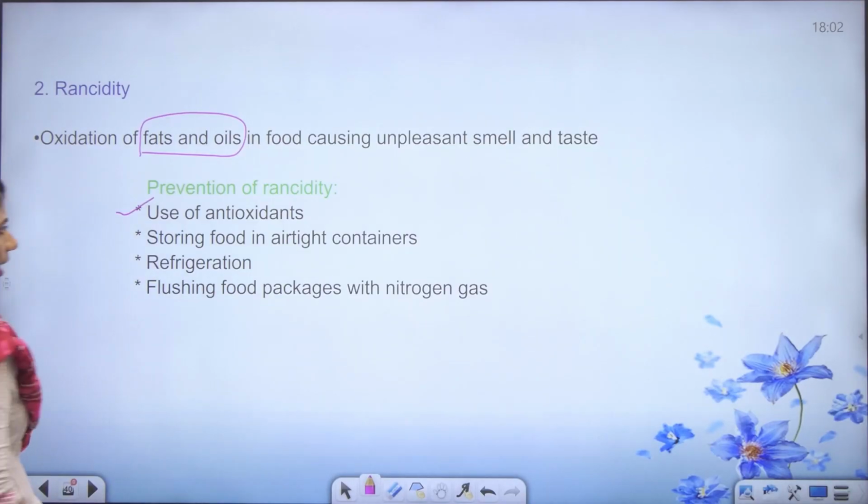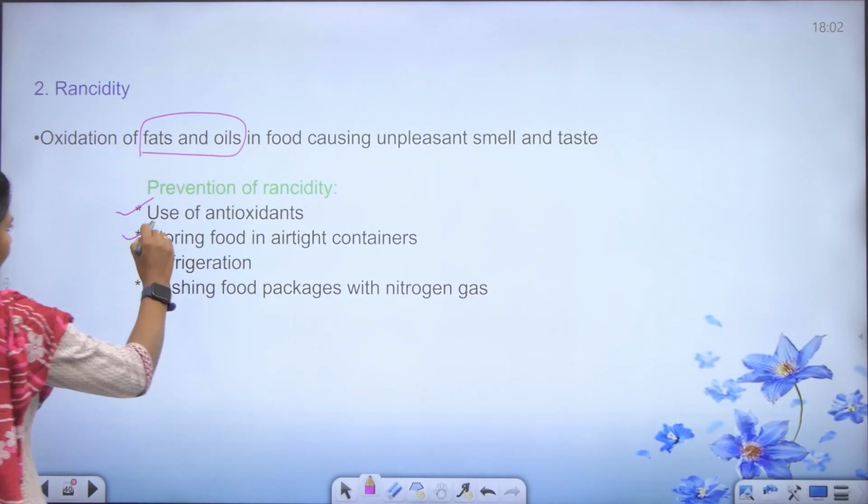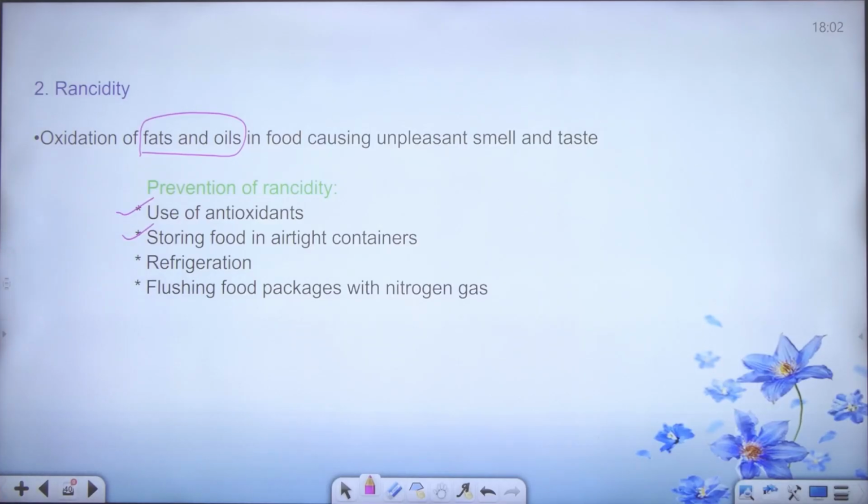Storing food in airtight containers, because oil and fat react with oxygen in the presence of air and become oxidized, forming some products. Those products have an unpleasant smell and taste. So store food items in an airtight container.